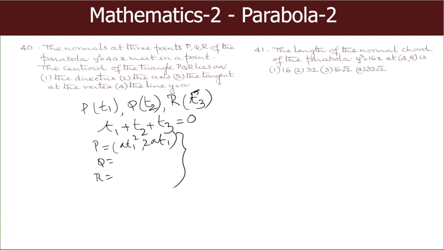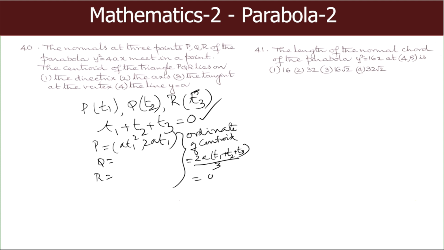So, what is the centroid? What is the y coordinate of the centroid? The ordinate of the centroid is equal to (2at1 plus 2at2 plus 2at3) by 3, that is, 2a into (t1 plus t2 plus t3) by 3. And this is equal to 0 because t1 plus t2 plus t3 is 0. It's a simple question. So, the centroid has its y coordinate 0. Therefore, the centroid of the triangle formed by the three conormal points P, Q, R is a point on the axis.